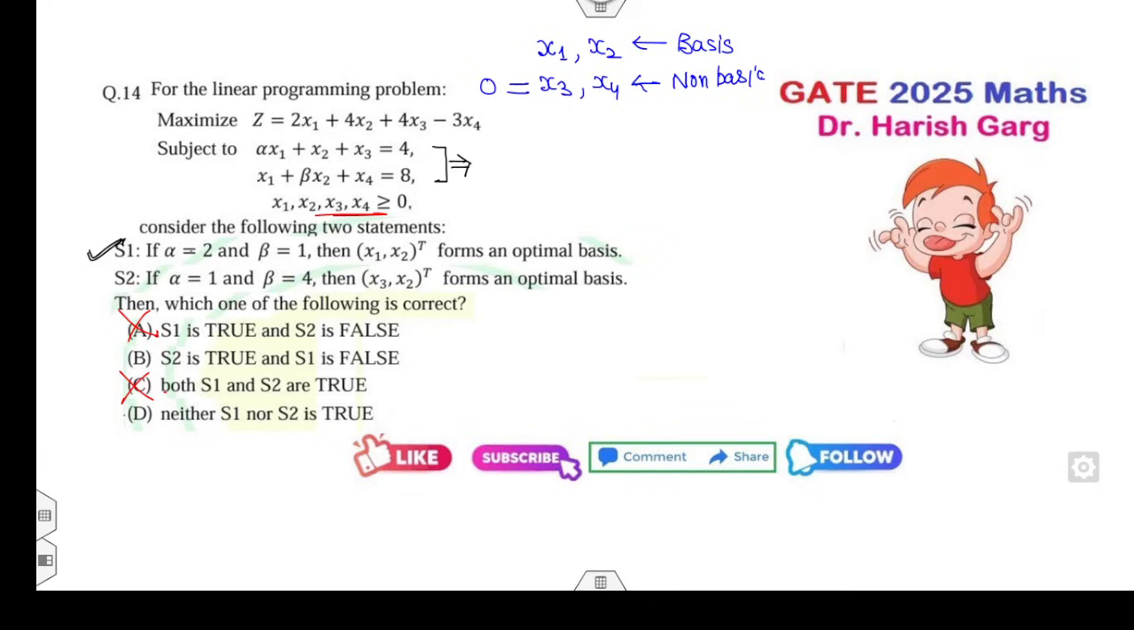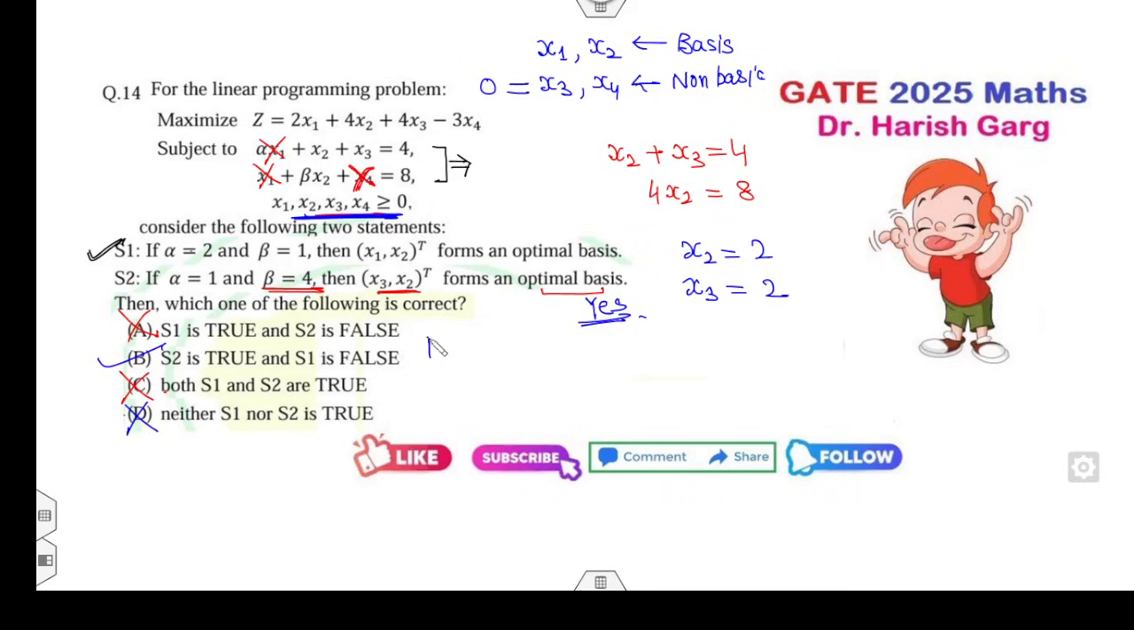Fine. Look at the second one. Optimal basis x3 and x2. That means x1 will be 0 and x4 will be 0. So your equation will be x2 plus x3 is 4. For the case of S2, beta is 4, 4x2 is 8. So can you find the value of x2 and x3? x2 will be 2 and x3 is 2, and they satisfy the given condition. Yes, they are my optimal basis. So the second, B, is the right answer of the problem.